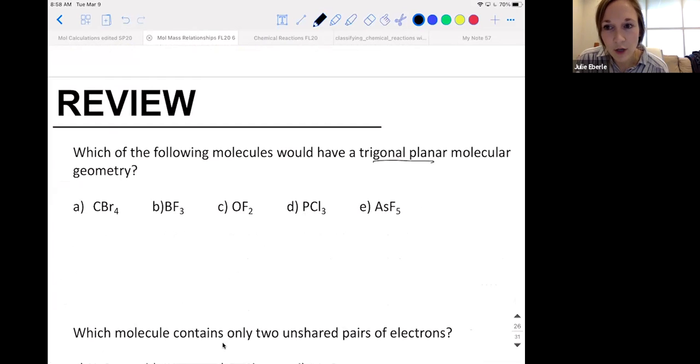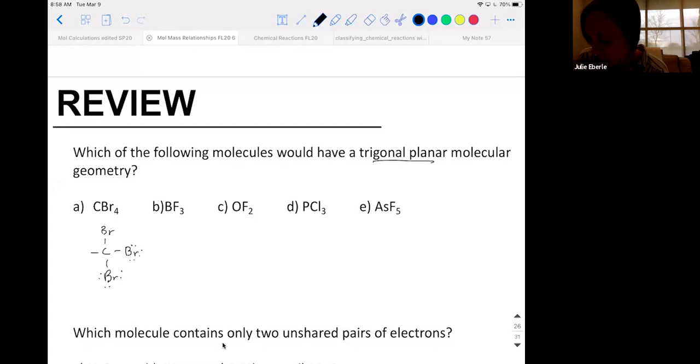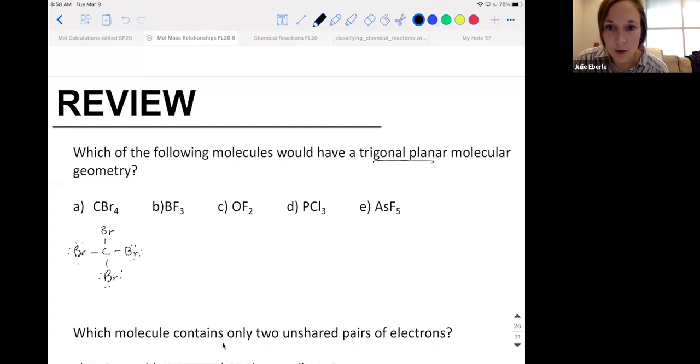Remember how you count charge clouds? Single, double, and triple bonds each count as a charge cloud. It'll be helpful to draw out the Lewis structures for these. The first one is carbon with 4 bromines, with all their lone pairs on. So carbon is definitely tetrahedral there, not trigonal planar, because you've got 4 bonds, which is 4 charge clouds.